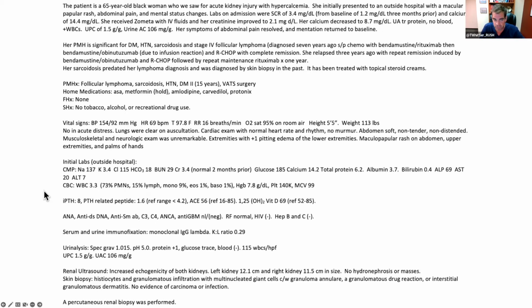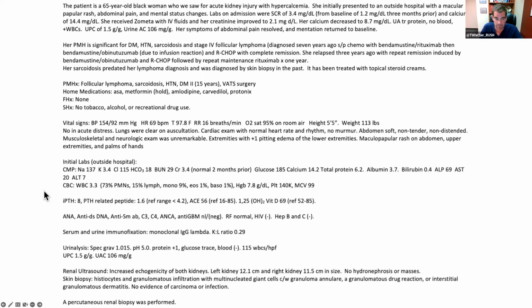Her labs showed that her sodium was 137, potassium 3.4, chloride 115, and bicarb 18. Her creatinine was 3.4 at the outside hospital on admission when her calcium was up to 14. But when we met her, she was already down to 2 with the creatinine, and her calcium was less than 9. Total protein was 6.2, albumin 3.7, and her LFTs were unremarkable. Her CBC shows a white count of 3.3 with a normal differential. Her hemoglobin was 7.8, platelets 140, and her MCV was 99.